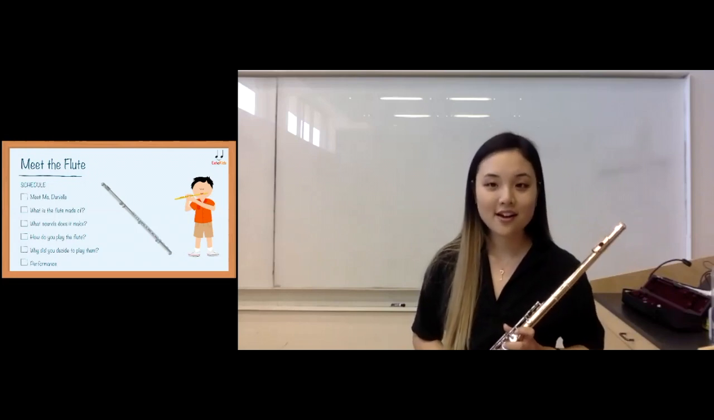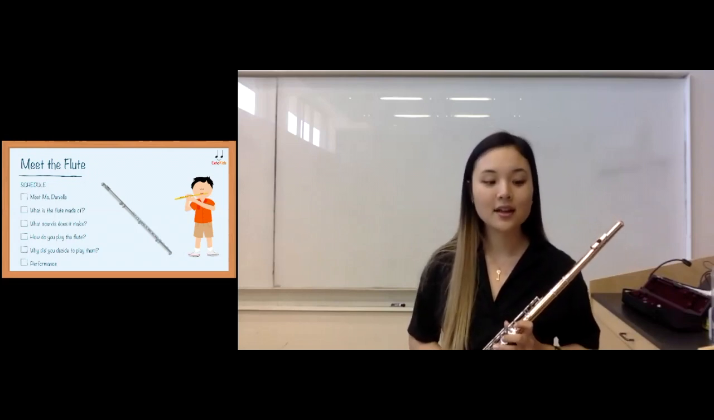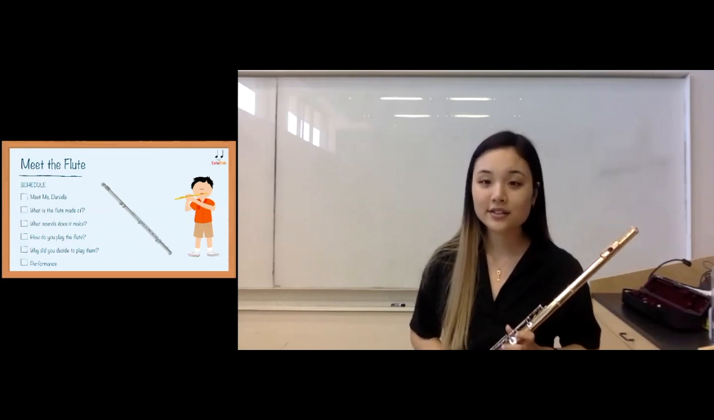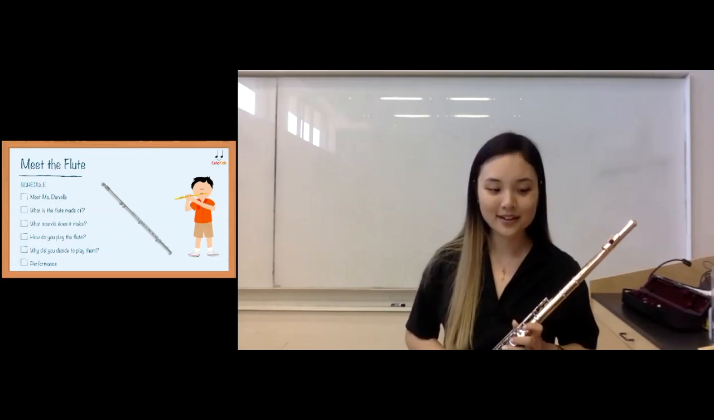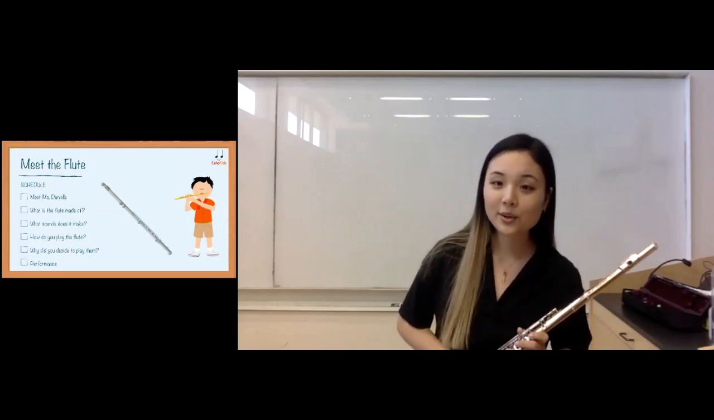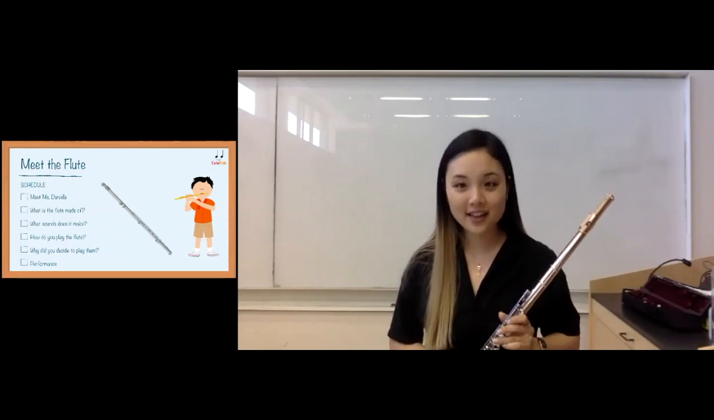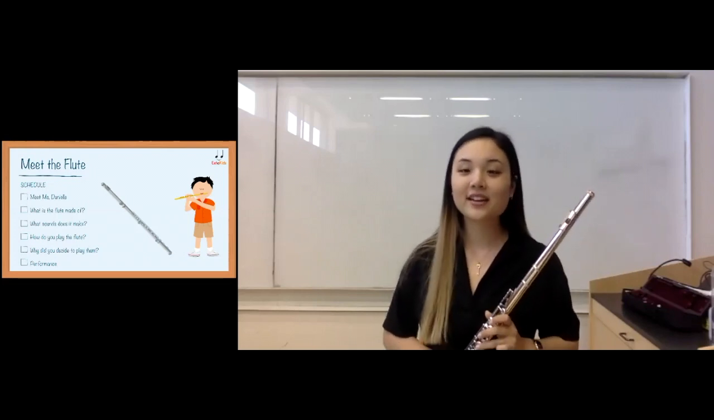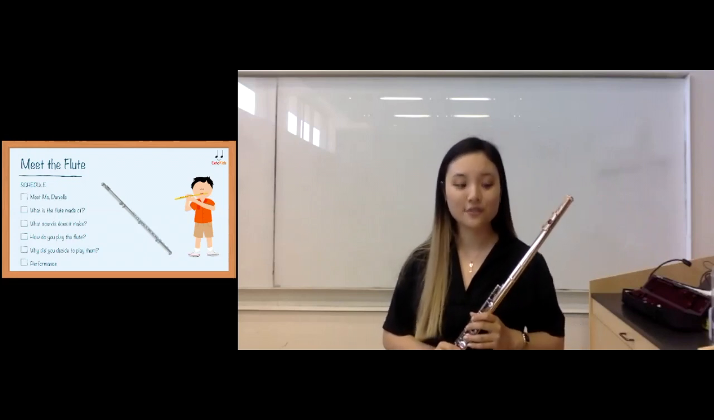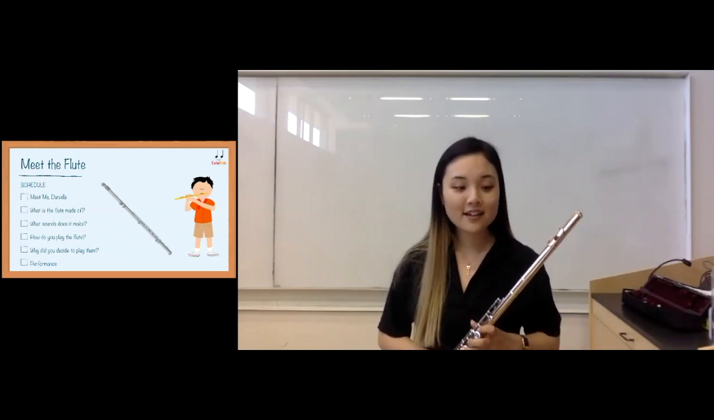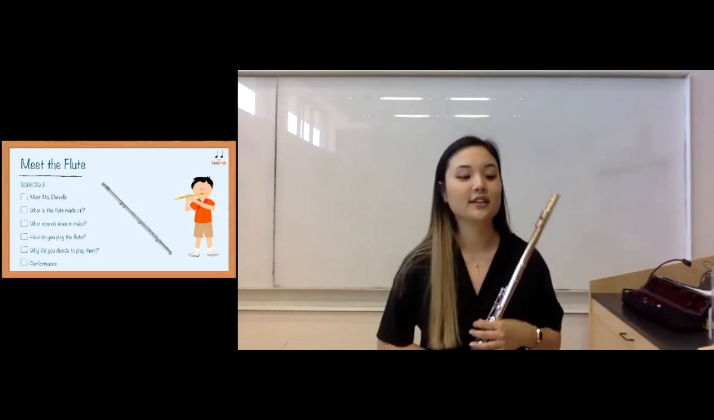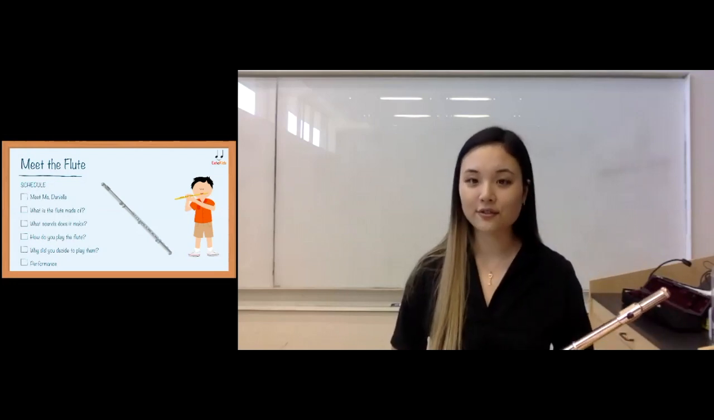Old MacDonald had a farm, E-I-E-I-O. And on this farm he had a pig, E-I-E-I-O. With an oink oink here and an oink oink there. Here an oink, there an oink, everywhere oink oink. Old MacDonald had a farm, E-I-E-I-O.